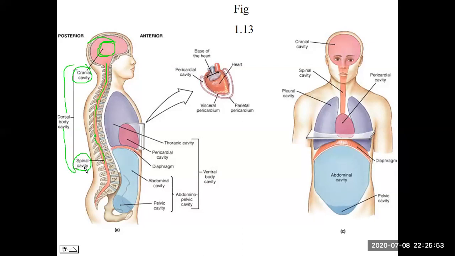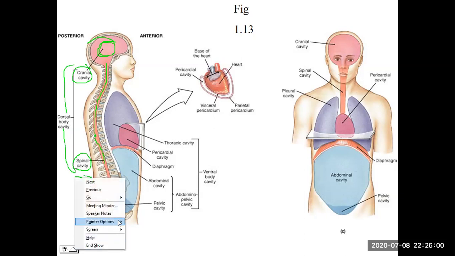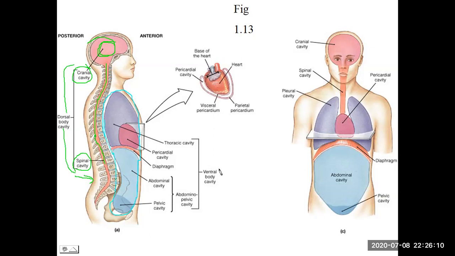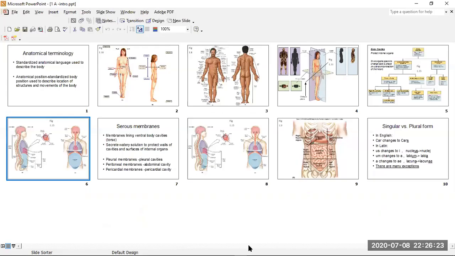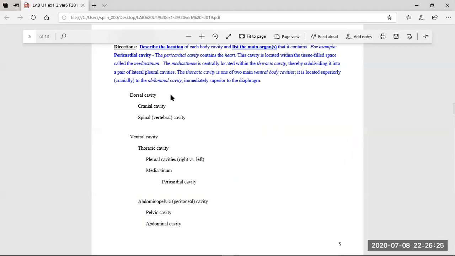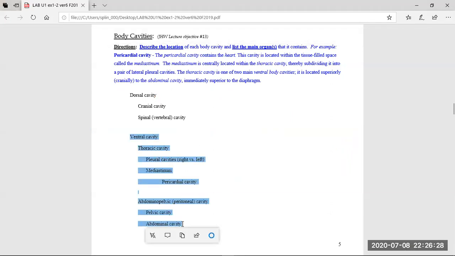So now, in the area of the torso, anterior to the spinal cavity, the remainder of the torso, this is all known as now the ventral body cavity. So it is the majority of the torso, the area anterior to the spinal cavity. And we'll continue here with the rest of this segment.